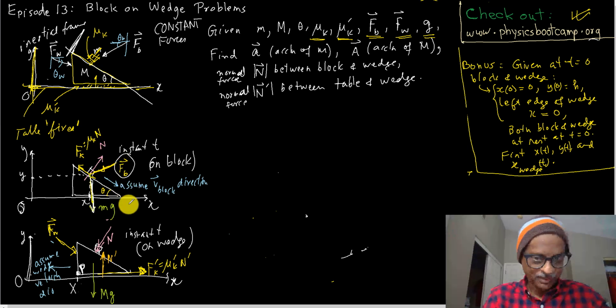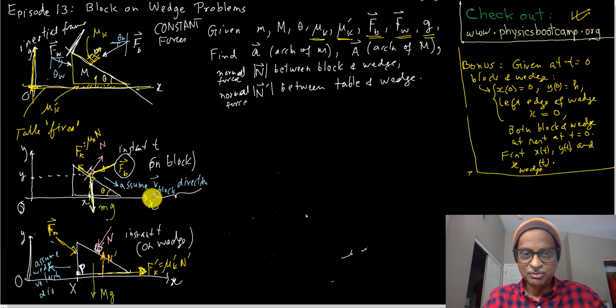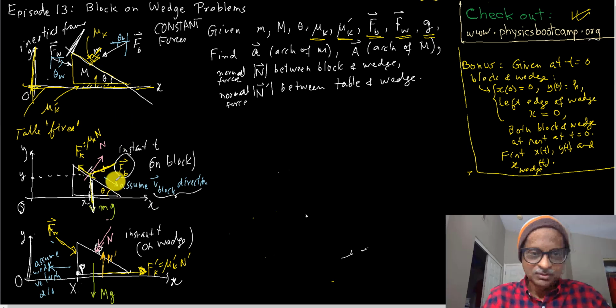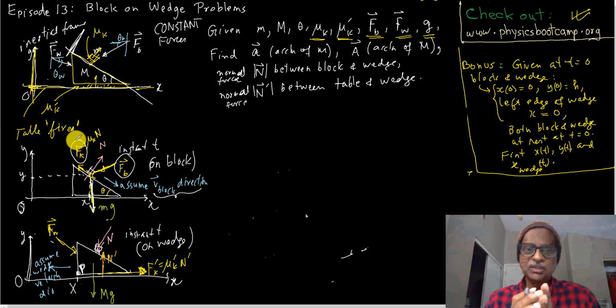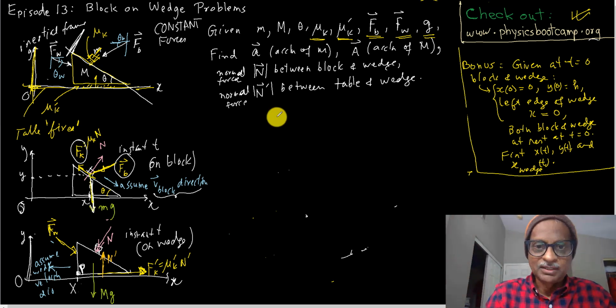So if you assume the block is moving downward and the velocity will be pointed downward on the wedge, then the kinetic friction will be opposing that. So that's one of the laws of kinetic friction. Kinetic friction will oppose the direction of motion. That's another thing you can remember.